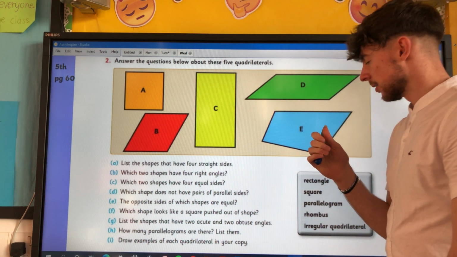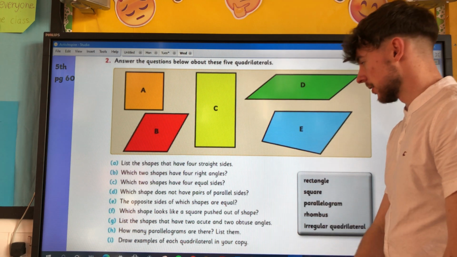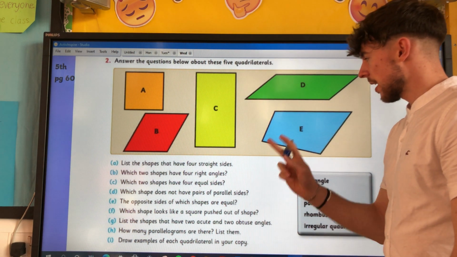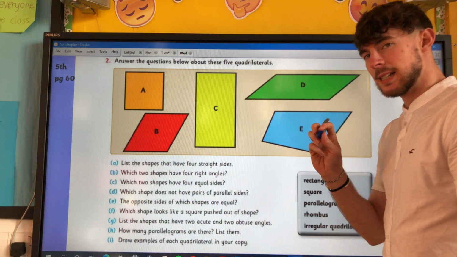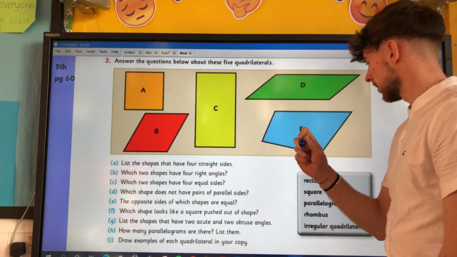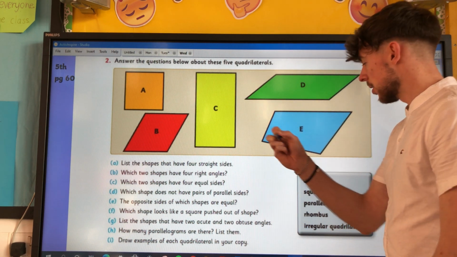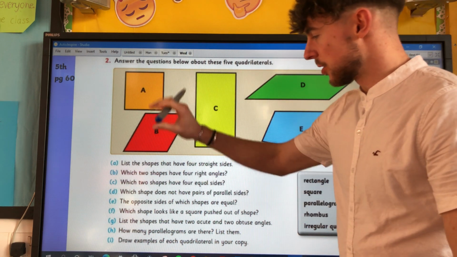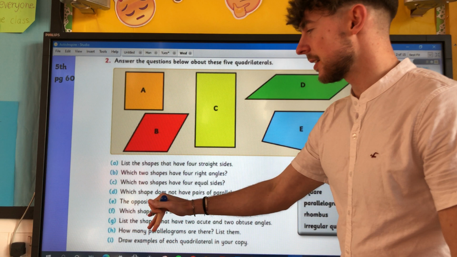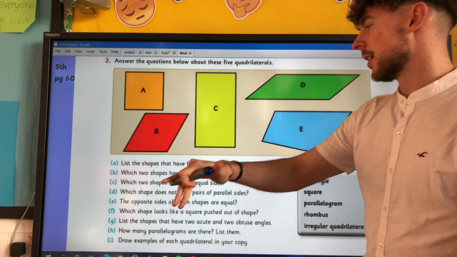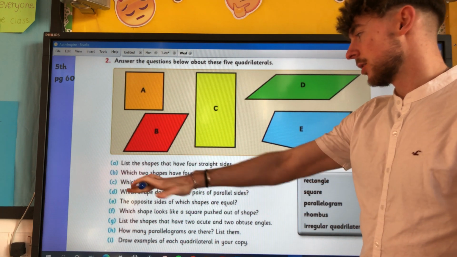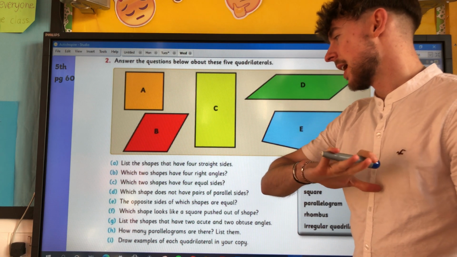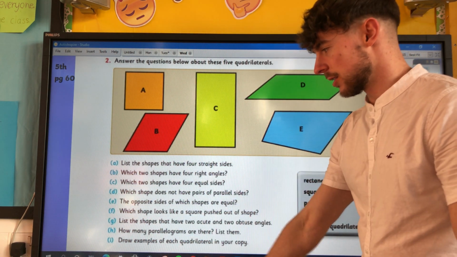E, does it have 4 straight sides? Yes, it does. Does it have all the same angles? No, it doesn't look like it. Does it have all sides the same length? Doesn't look like it. So I want you to go through these questions, answer them into your copy, and list the shapes that have 4 straight sides, 2 shapes that have 4 right angles, and 2 shapes that have all these questions. Finish them all off, right?